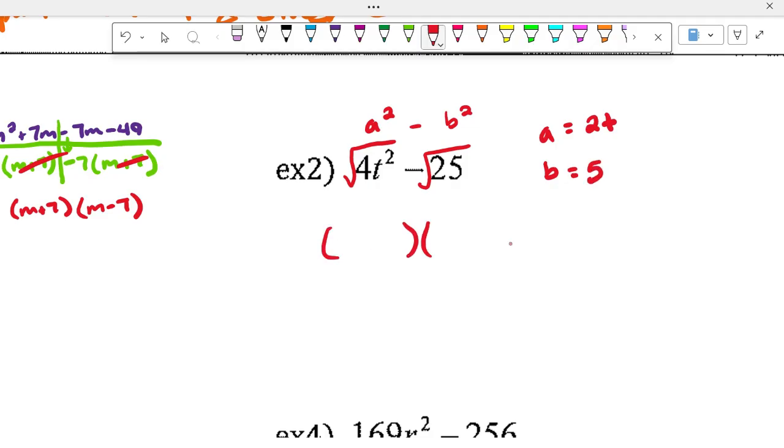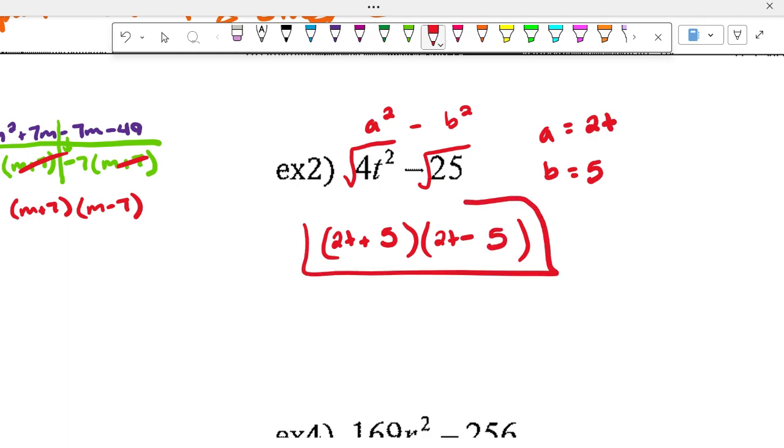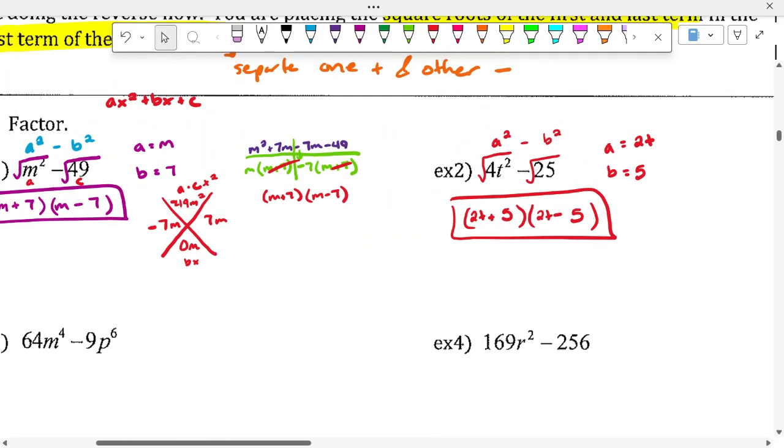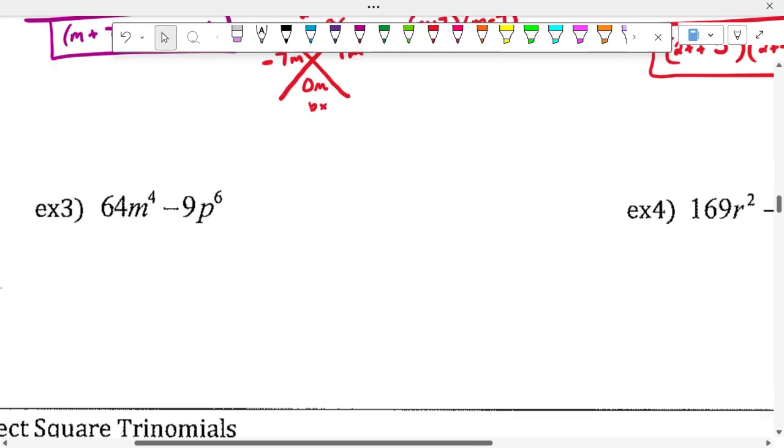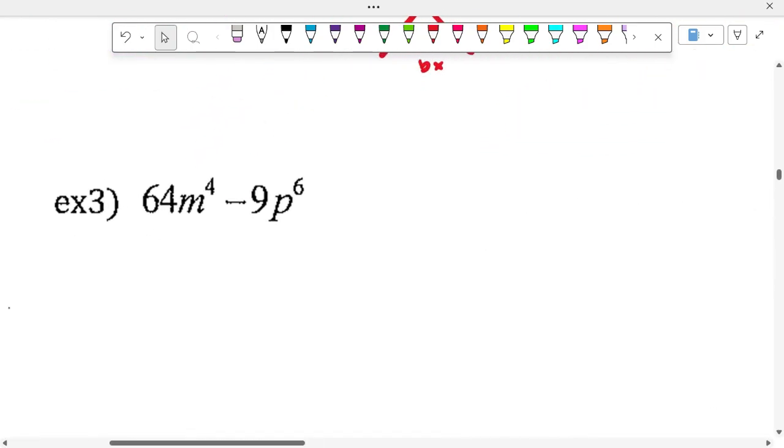So what will my two factors be? 2t plus 5 and 2t minus 5. Good. So guys, whenever you do a difference of two squares, when you draw your bubbles, just go ahead and put a plus minus in the middle. All right? And then you just put those two values on either side. In my opinion, difference of two squares is the easiest thing in the world to factor, but that's the one that most people screw up.